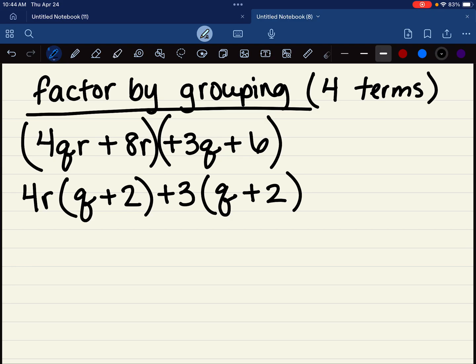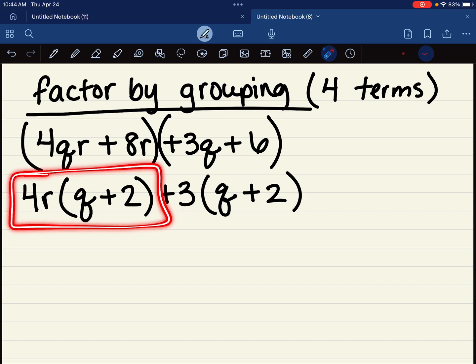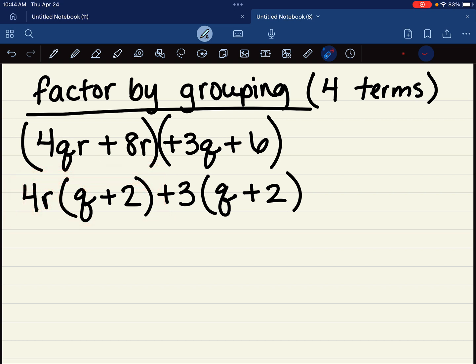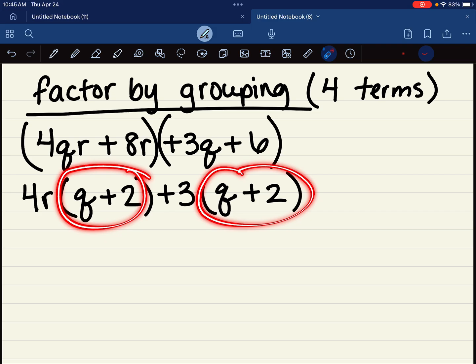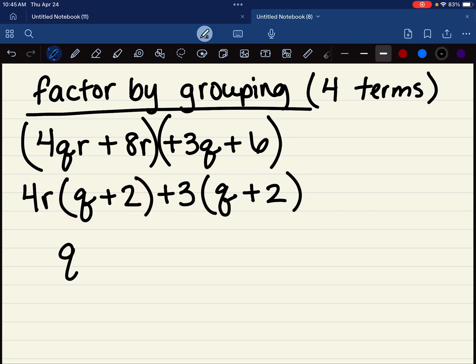Now, I'm going to explain this really carefully on the first one, and then after that, we'll kind of roll through it. This is one term, correct? Because technically this could be multiplied back in, and then I have this plus sign. This is my second term. What do both terms have in common? Q plus 2. So now, what you do is you factor out Q plus 2 from both terms.